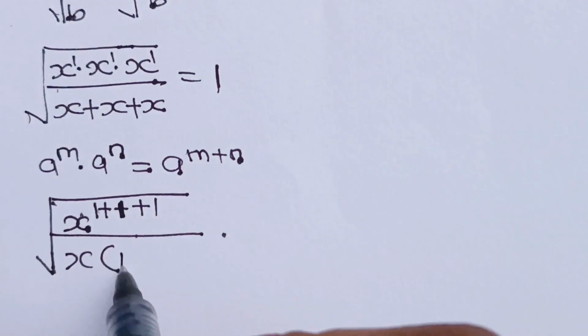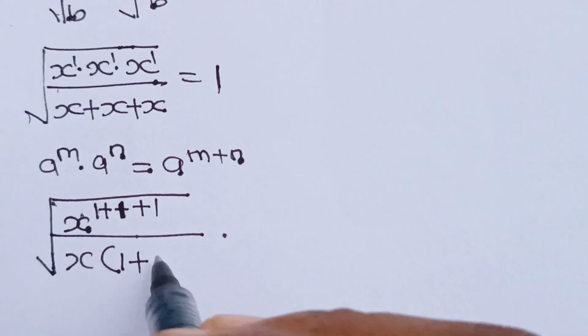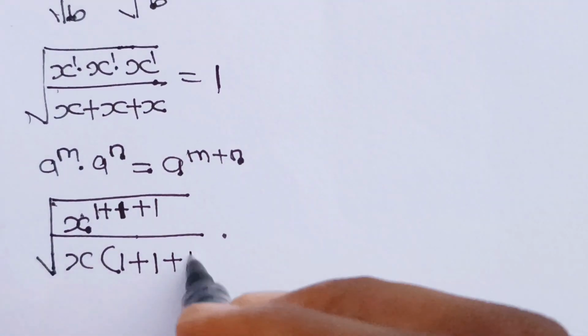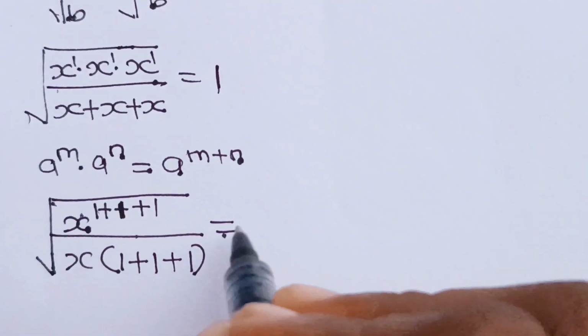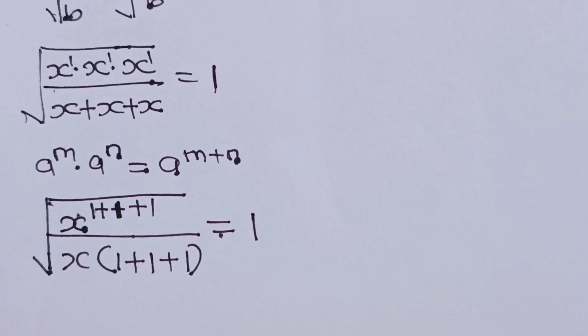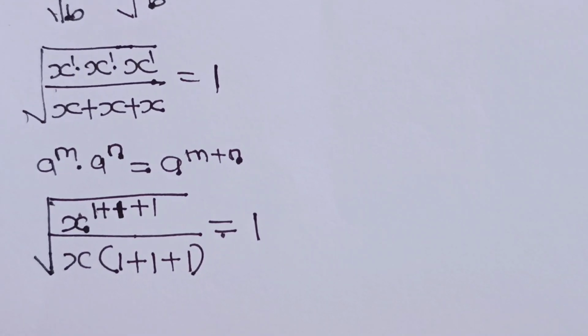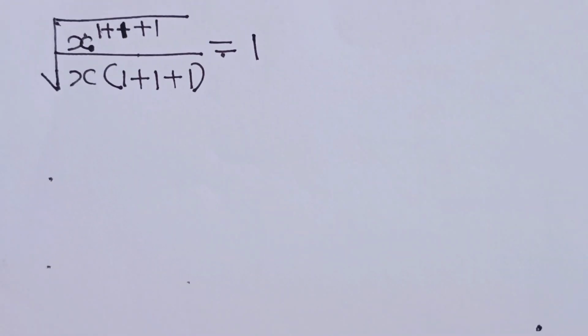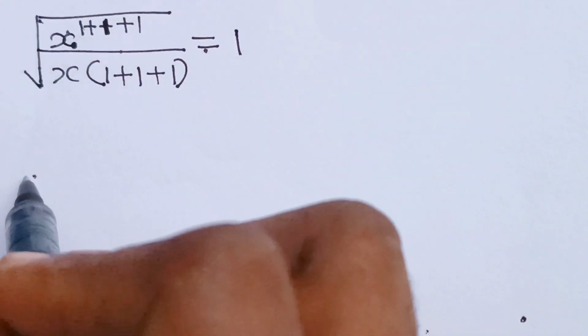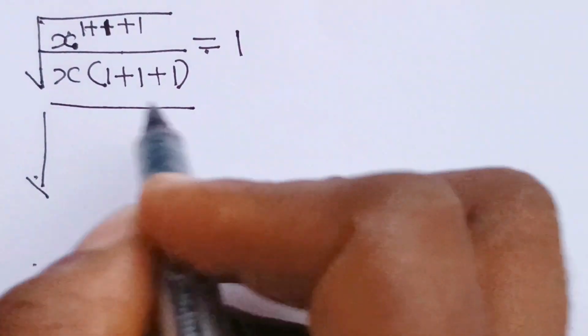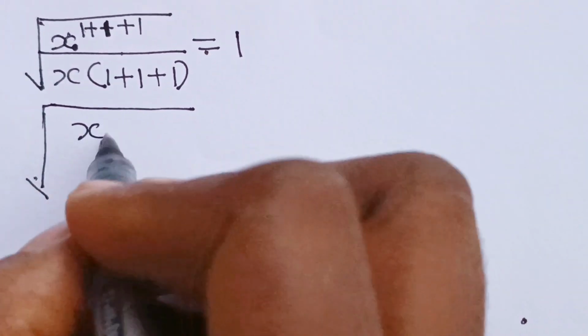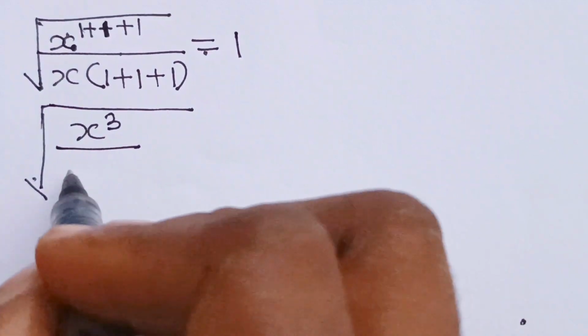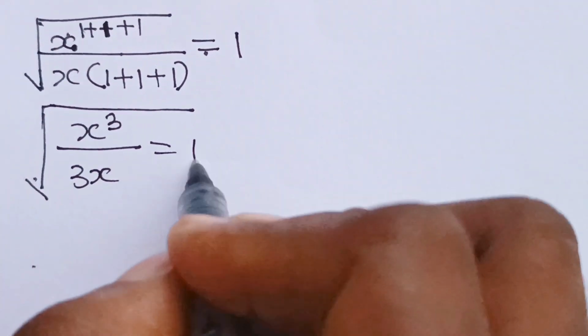When x divided by x, we have 1, x divided by x, we have 1, x divided by x, we have 1 as well, and this is equal to 1. So we have the square root of x to the power of 3 divided by 3x is equal to 1.